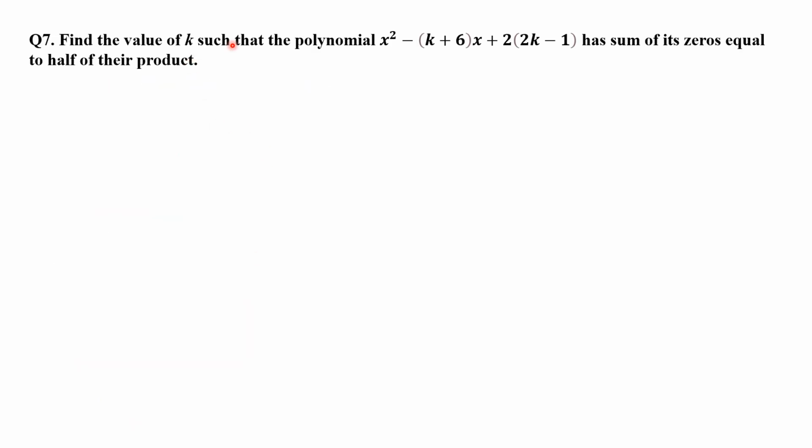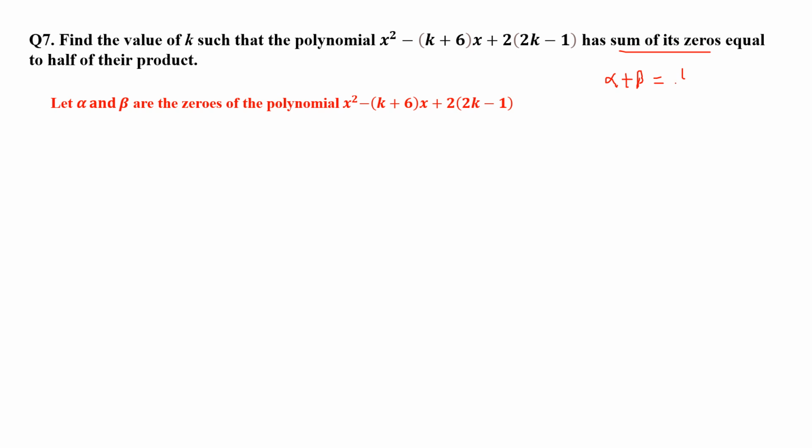Question number 7. Find the value of k such that the polynomial has the sum of its zeros equal to half of their product. This is the relation. If I assume alpha and beta are the zeros of the polynomial, it means alpha plus beta is equal to half of their product. Product is alpha beta.